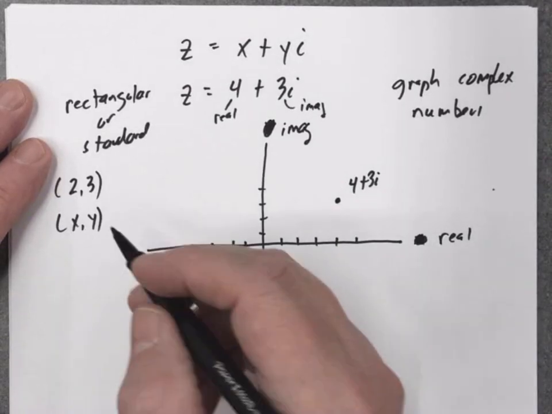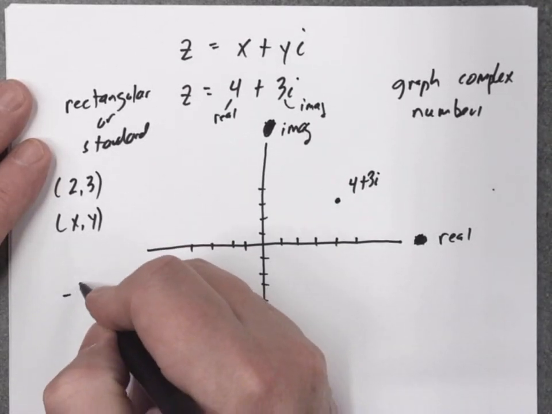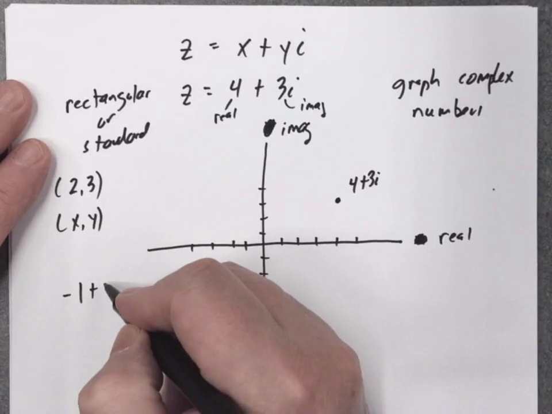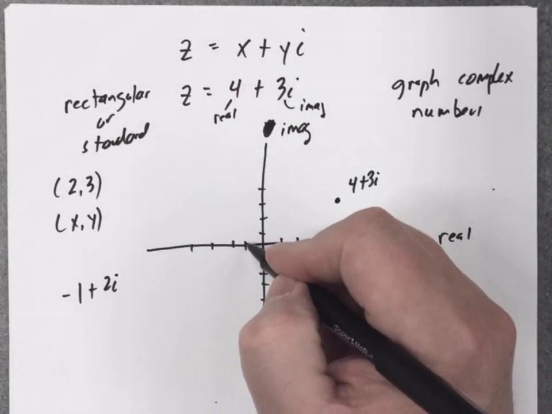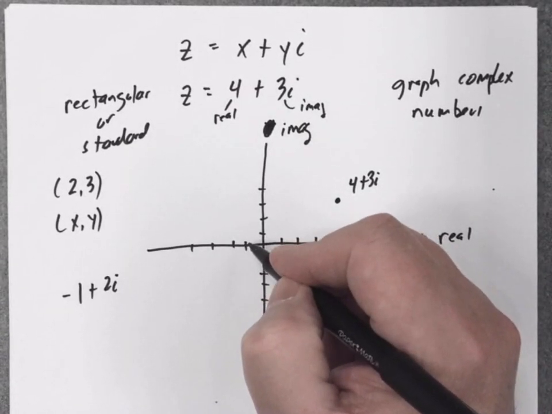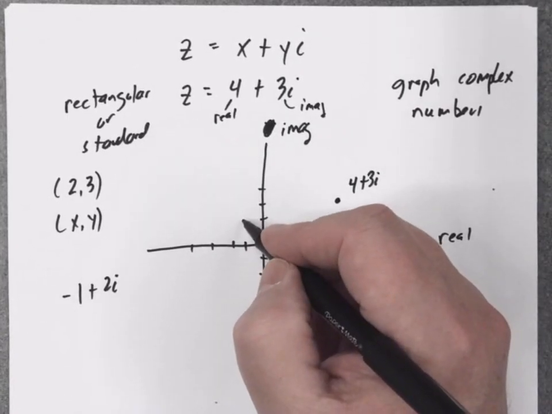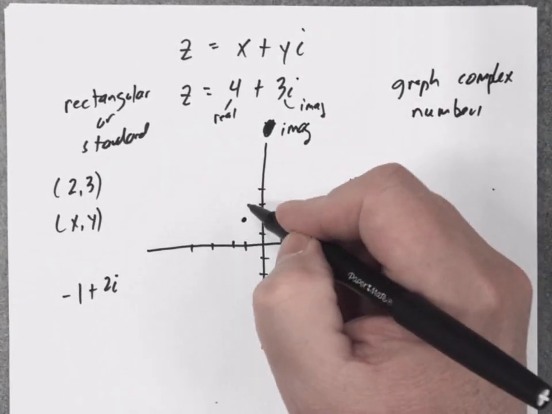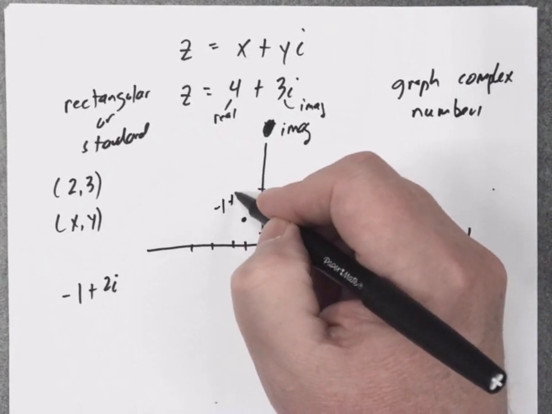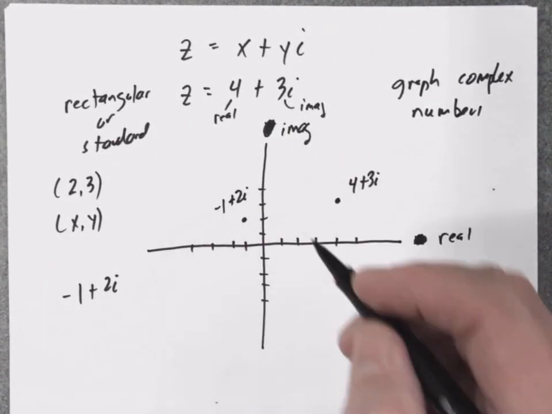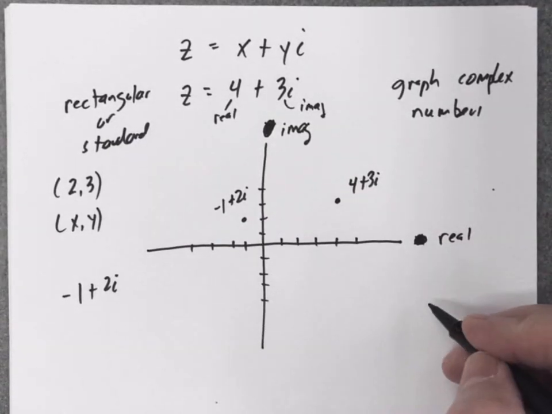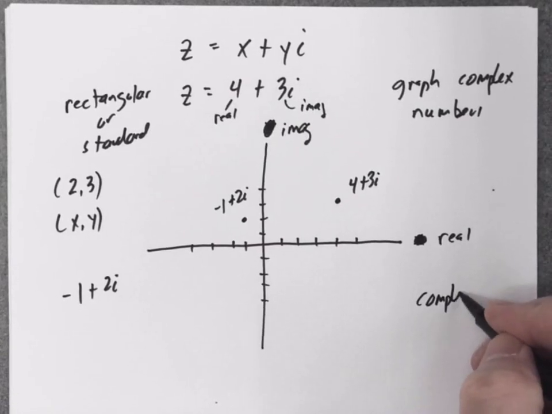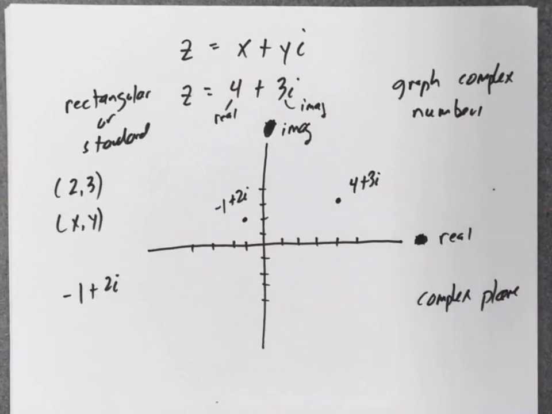Say I wanted to plot the complex number -1 plus 2i. Well, the real part's -1, so I go to -1 on what I used to call my x-axis, my real axis, then positive 2 on the imaginary. So this point is negative 1 plus 2i in this complex plane. Sometimes we call this a complex plane. It's like a complex graph.